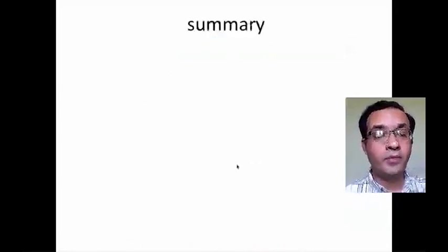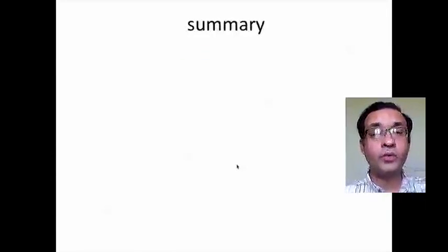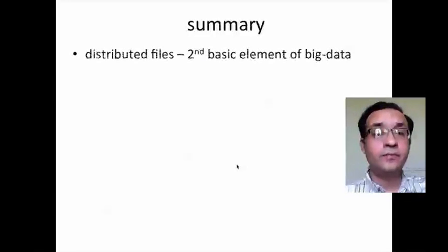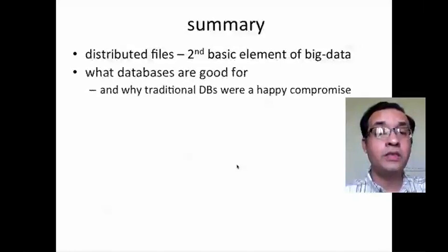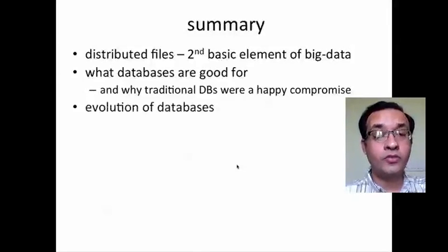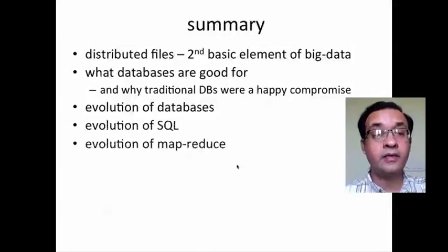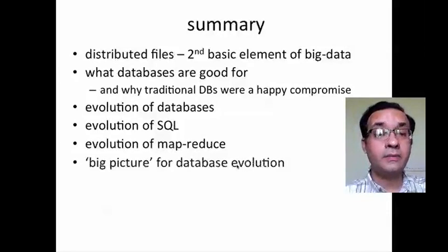Okay, so that brings us to the end of the section on load, 2 units on load. We started off talking about distributed files, which is the second basic element of big data after MapReduce. We talked about what databases are good for and why traditional databases were a happy compromise, and we covered the evolution of databases, the evolution of SQL, and the evolution of MapReduce itself. In the past few minutes, I've also tried to cover the big picture for database evolution as we see it today.